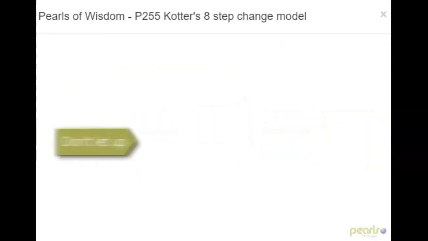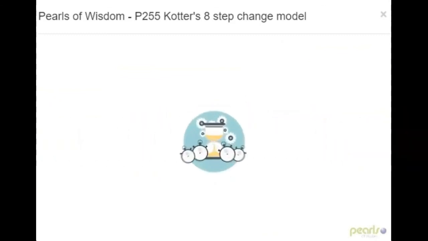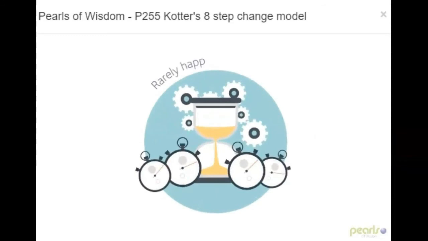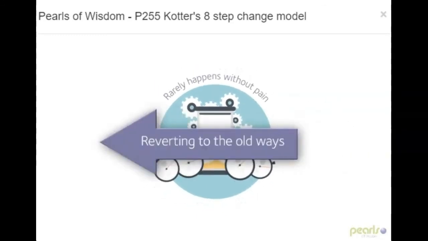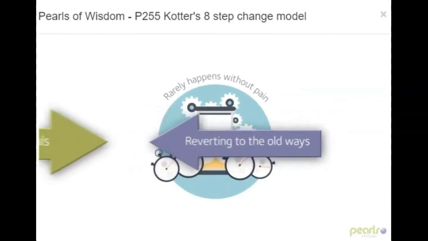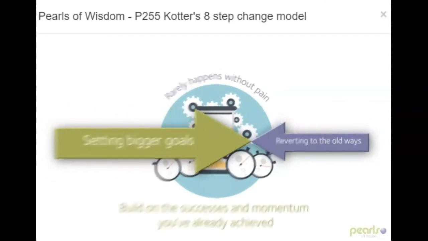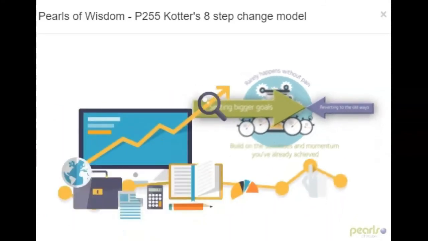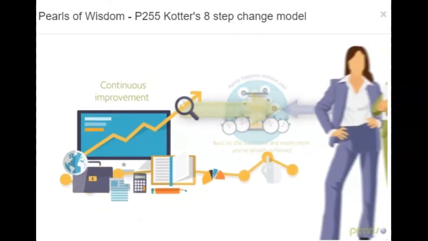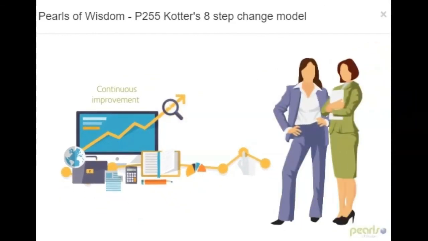Step 7, don't let up. Real change takes a long time and rarely happens without pain. Consequently, there's a high risk of people reverting back to the old way of doing things. Counter this tendency by continually setting bigger goals to build on the successes and momentum you've already achieved. After each minor win, analyze what needs to be improved. Embrace continuous improvement and keep ideas fresh by bringing in new people into your change team.